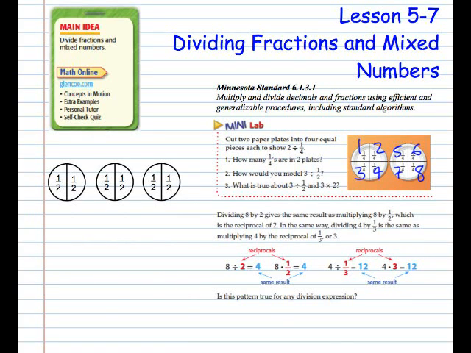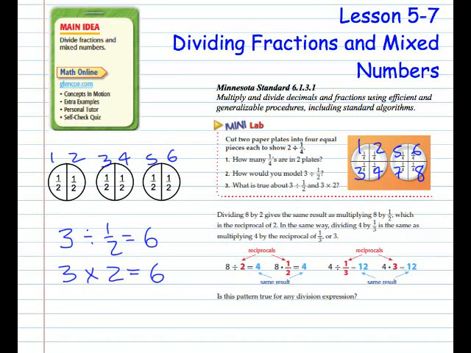How would you model 3 divided by 1/2? Well, here's 3 plates, each divided in half. I have 1, 2, 3, 4, 5, 6. So 3 divided by 1/2 equals 6. What is true about 3 divided by 1/2 and 3 times 2? Well, obviously, they both give us the same answer of 6.